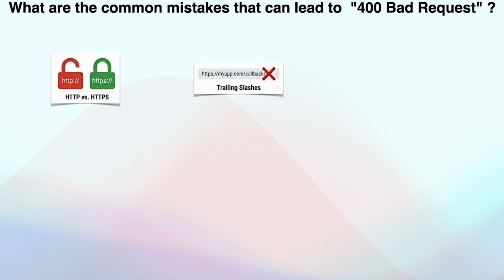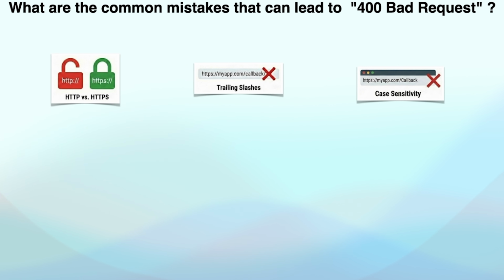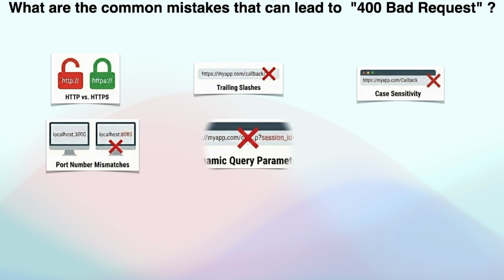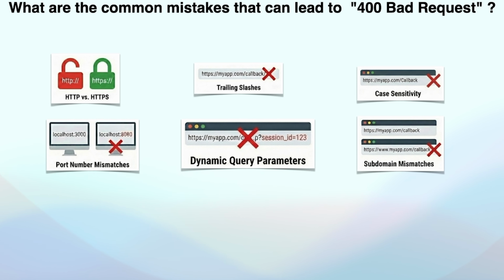Trailing slash. A URL with a trailing slash is technically different from one without it. Case sensitivity. A single uppercase letter where a lowercase one is expected, or vice versa, will cause a failure. Port number mismatch, which is common in local development when tools start on different ports. Dynamic query parameters, which includes values generated per authorized request. Subdomain mismatches, which is www versus non-www.